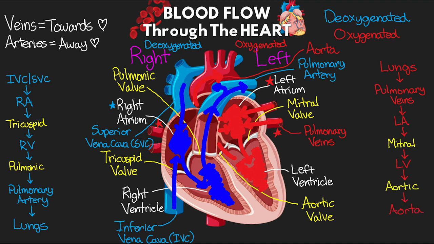And remembering the order of the heart valves can be difficult. The mnemonic TPMA can help. Toilet, paper, my, asset. Tricuspid, pulmonic, mitral, aortic.